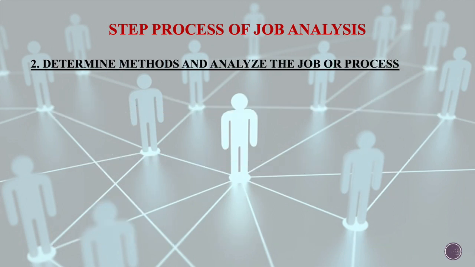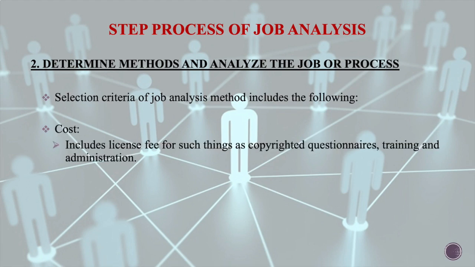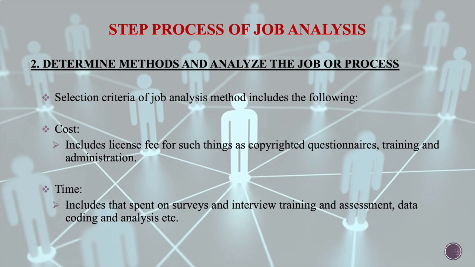The second point: what are the methods that we need to determine and to analyze the job in process? Selection criteria of job analysis method include several points. For example, number 1 is the cost. That includes, for example, if you are taking up some questionnaires and adapting them for our job analysis, copyrighted questionnaires. If you are looking for experts to train our people and administer the job analysis, obviously that comes with a cost when you are including the licensing fees for all these activities. The second one is the time. That includes the time that we spend on surveys and interviews, training, assessment, data coding and analysis.